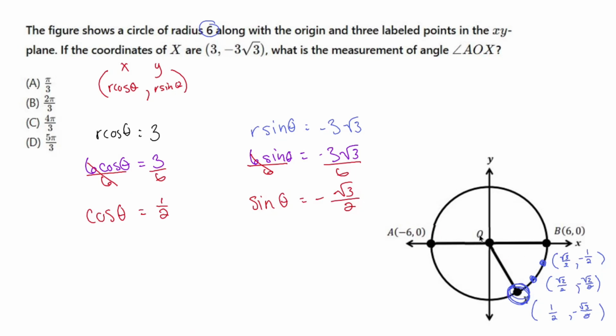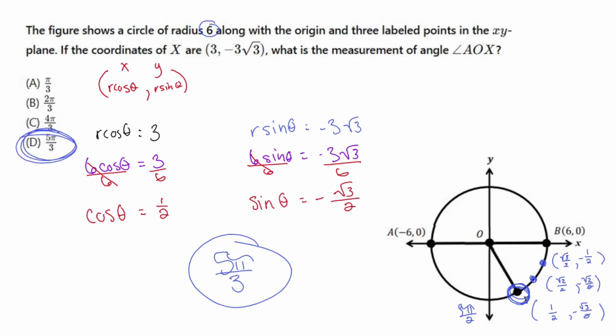Now, that is the first point after crossing over 3 pi over 2. After crossing over 3 pi over 2, that first point is going to be the angle 5 pi over 3, which is going to be D. Crazy stuff.